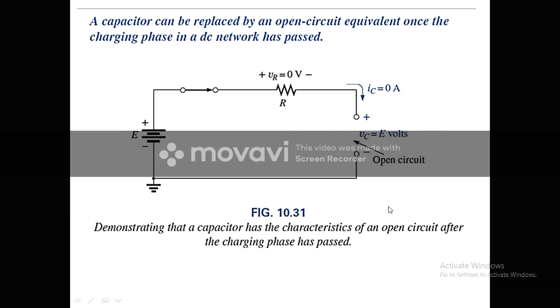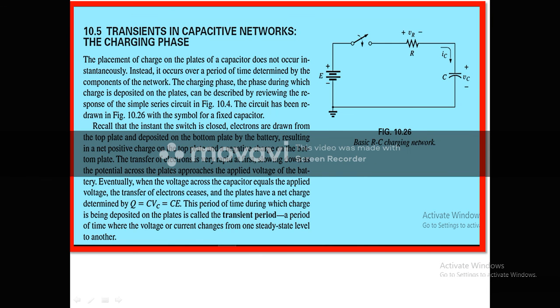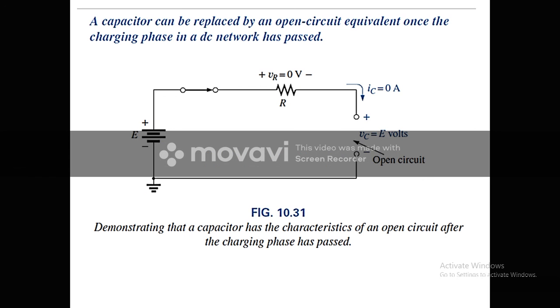Okay, now we have the example. A capacitor can be replaced by an open circuit equivalent once the charging phase in a DC circuit has passed. As it is completely charged, it is replaced by the open circuit, because after the complete charging of the capacitor, no current will be flowing through it. No current flow is the indication of an open circuit, because the current is equal to 0, and in an open circuit we have the maximum voltage, so Vc is equal to E, which is maximum.